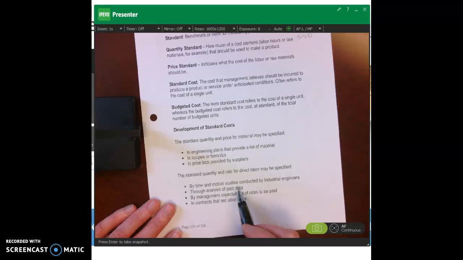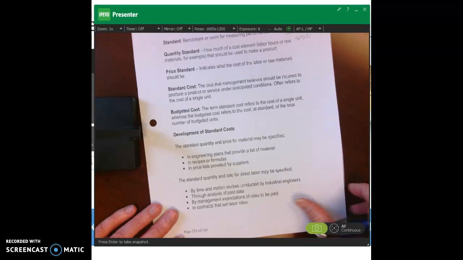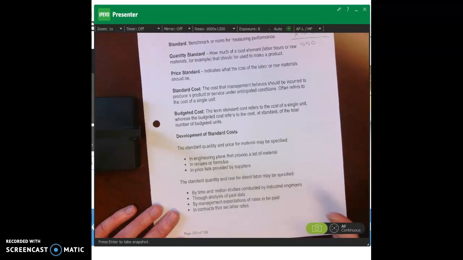We could also analyze past data. We could look at contracts that also set labor rates, and this was frequently done when I worked in government contracting, that we had labor rates set by the contracts. Okay? So that became a price standard for our labor.